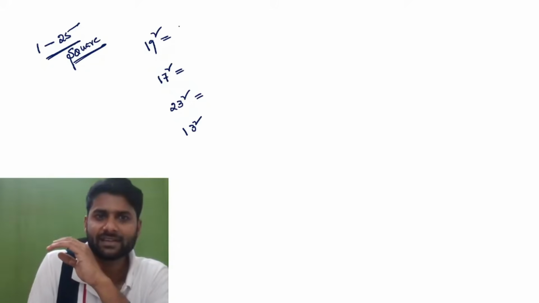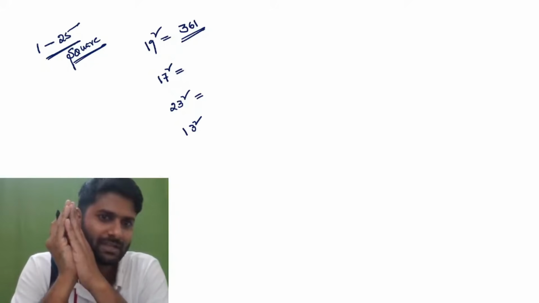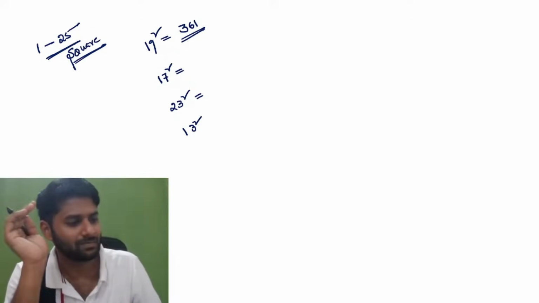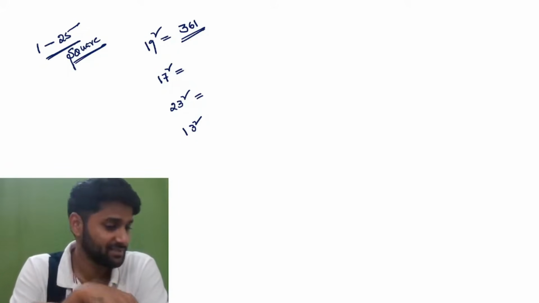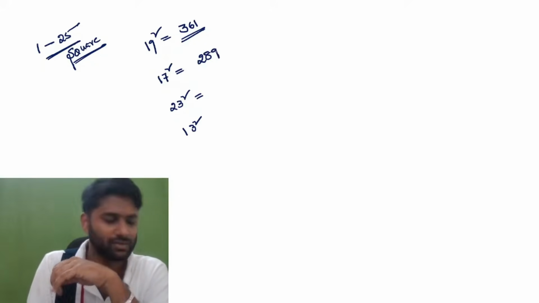Yes, 19 square is 361. Very good. Good. What is 17 square value? 17 square is 289. Good.